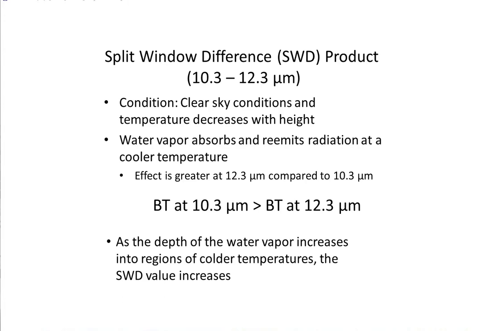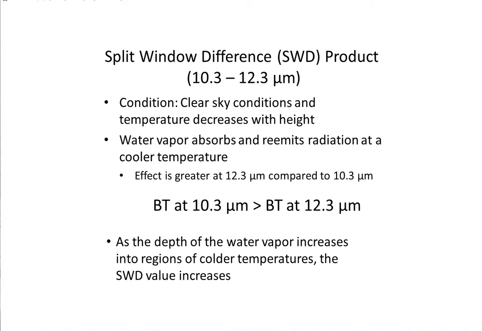First, let's briefly discuss the split window difference product, which is the 10.3 micron band minus the 12.3 micron band. Under the condition of clear skies and the temperature decreases with height, water vapor absorbs and re-emits radiation at a cooler temperature. This effect is greater in the 12.3 micron band compared to the 10.3 micron band.